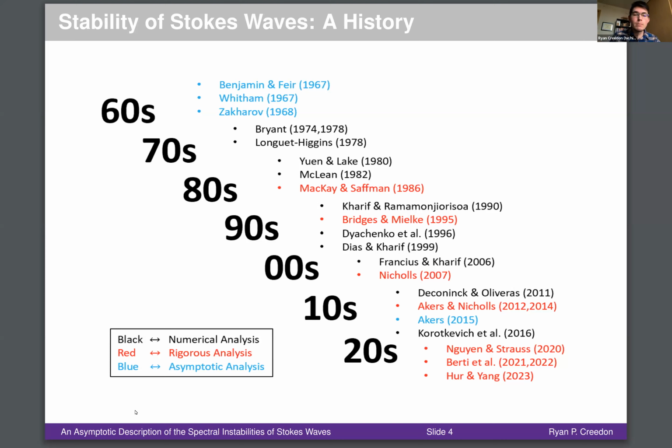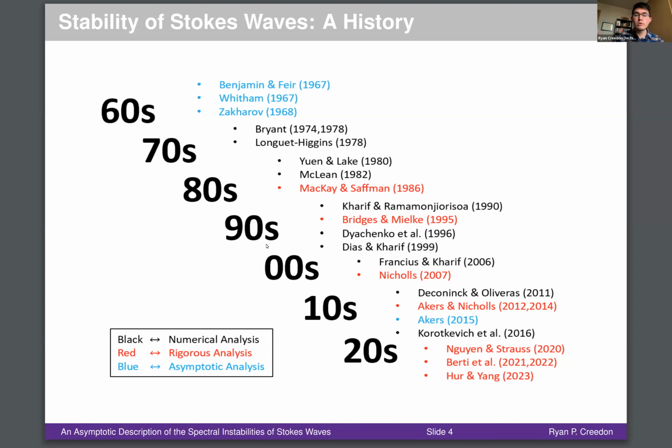look like. But you can see as we move into the machine age here, into the 70s, 80s, 90s, 2000s, that all of a sudden we get a bunch of numerical results that are popping up about the stability of Stokes waves. So these are your papers by Bryant, Longuet-Higgins, McLean, a little bit later on by Karif and collaborators. There's a lot of different numerical results that are out there for the stability of Stokes waves.